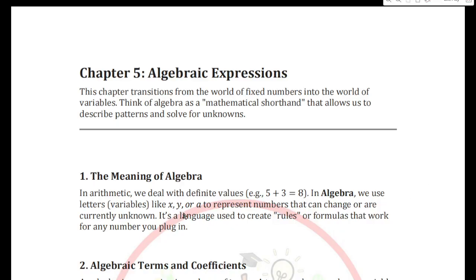And as you can notice, I'm not using slides anymore. I'm going to be using this book because it's much easier to prepare, and I can add it to the book that I'm currently making. So let's begin the video.